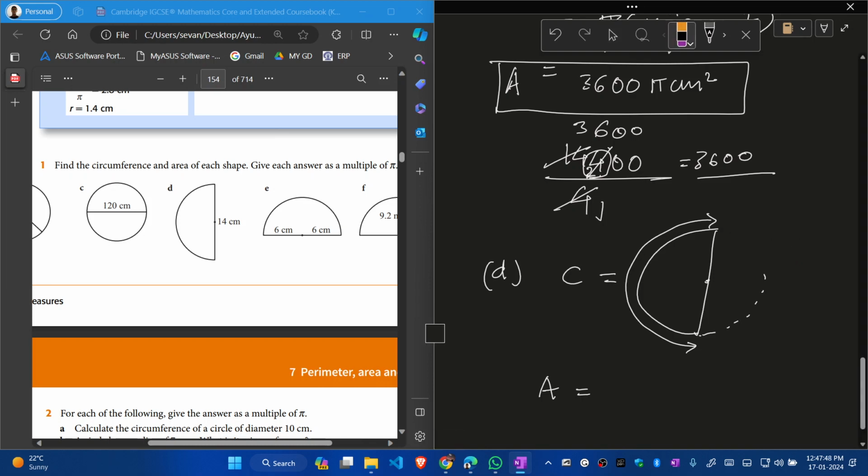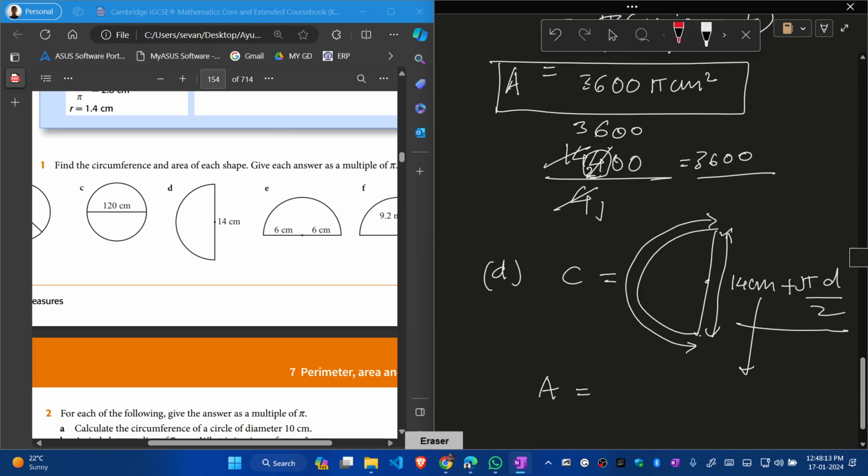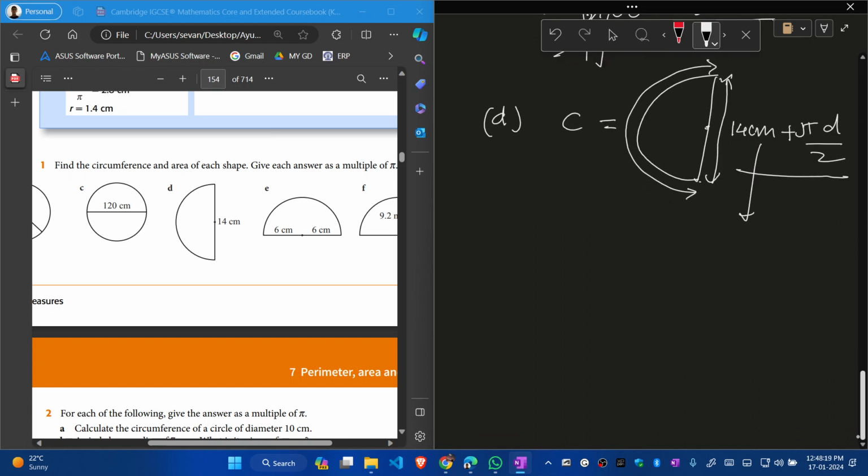If you can see, there is something more here. This side length is also there. Yes. So 14 centimeters will be in addition to the 2 pi r over 2. Or what I can say, pi d over 2. Can I say this one? Yes, pi d over 2. So this will be what? Can you tell me what the whole thing will be? Pi d over 2. You can substitute the values and tell me.